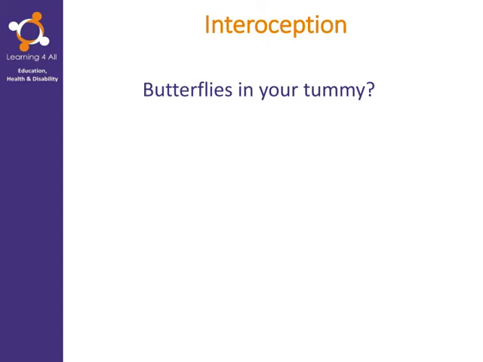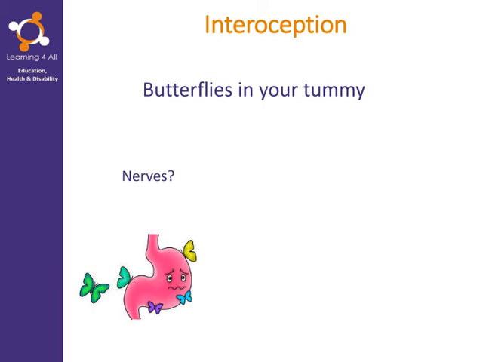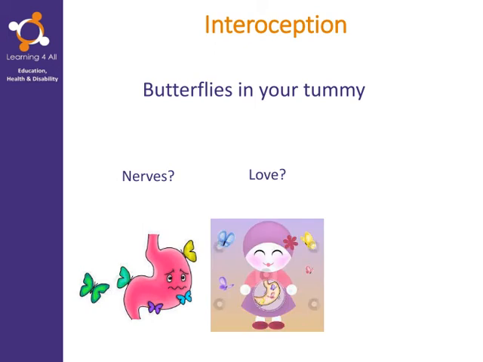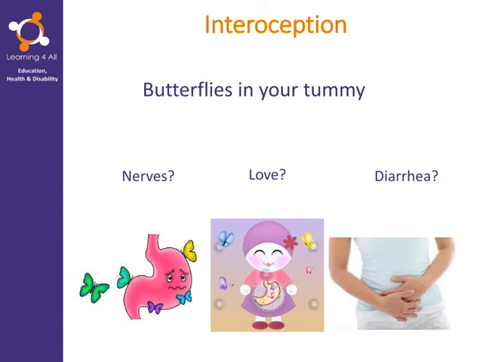One example of a sensation within the body is butterflies in your tummy. If you have butterflies in your tummy, what does that mean? It could mean you're nervous. Most people say nerves. What else could butterflies in your tummy mean? It could mean you're in love. If you've ever watched an episode of Home and Away, you probably think that butterflies in your tummy means love. You're excited because you're about to go and see the person that you're newly dating. It could mean diarrhea. For somebody who has poor interoception, it would be quite difficult for them to differentiate: is it nerves? Is it love?